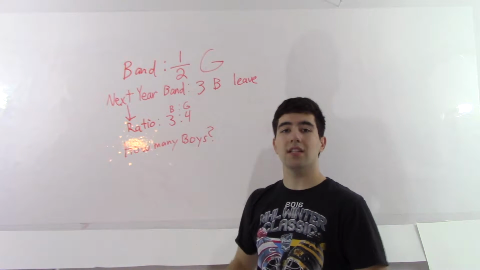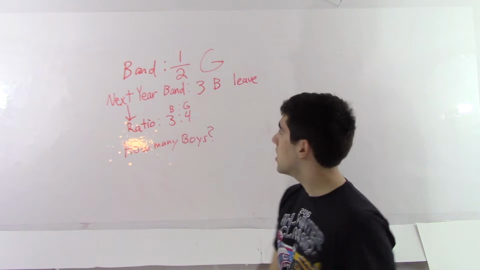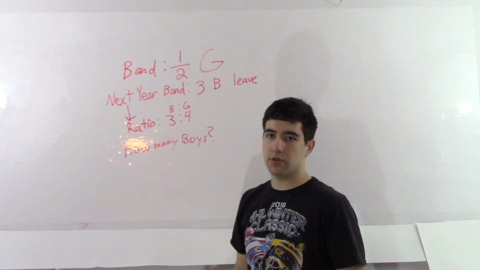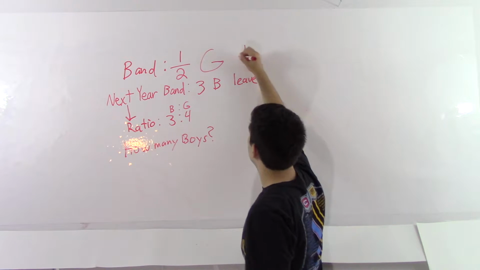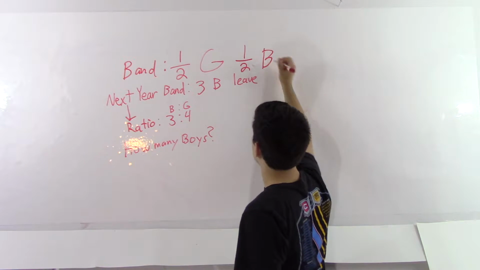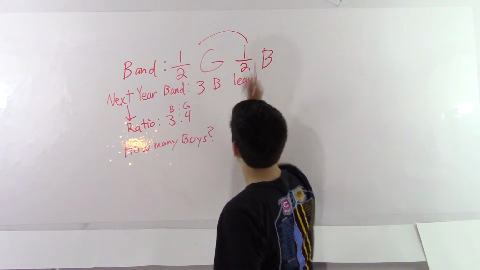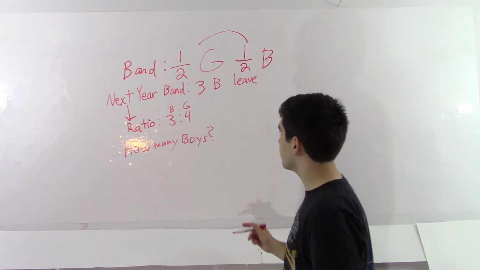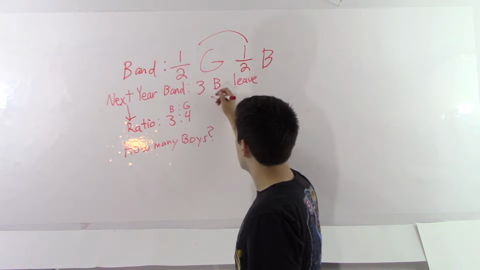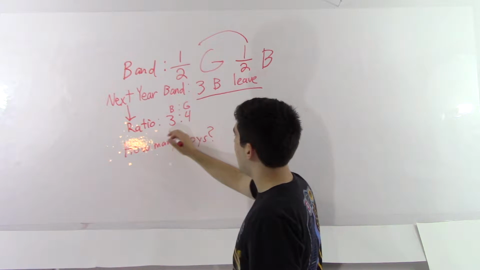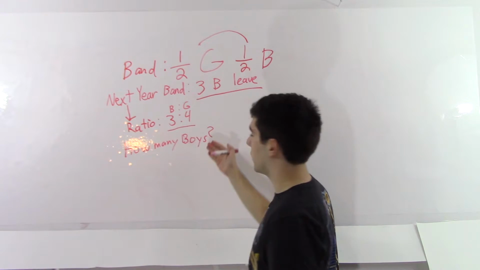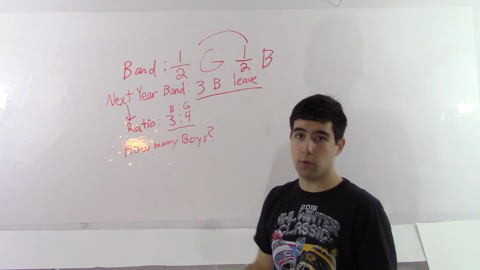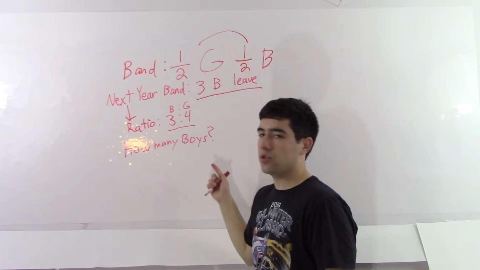So first of all, let's find the information the question doesn't give us. If half of the members are girls, that must mean that the other half are boys, which means that there is an equal ratio of girls to boys, or an equal amount of girls and boys in the band. We know that after a year, 3 boys leave, and that leaves us with a ratio of 3 to 4. It's no longer a ratio of 1 to 1. How many boys are left?